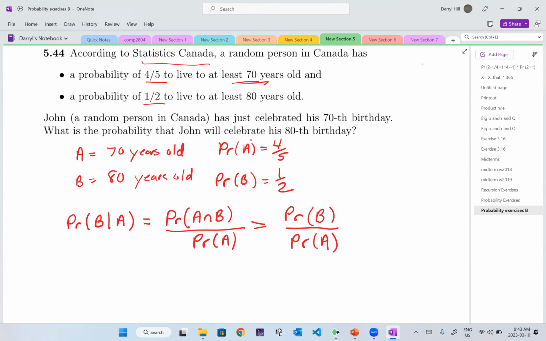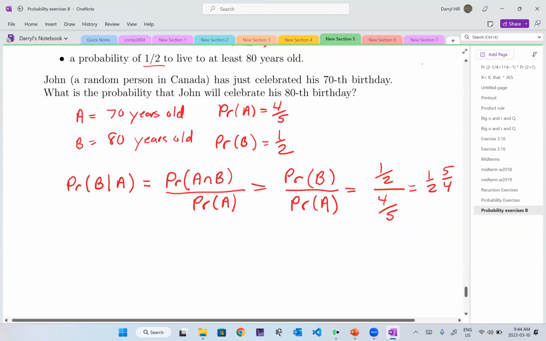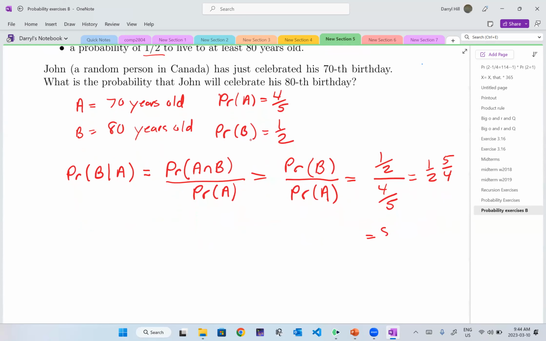So we can reduce this down to that the probability that they live to 70 and that they live to 80 is just the probability that they live to 80. Right, and that's over the probability that they live to 70. So this is simply 1/2 over 4/5. Invert and multiply, so this is 1/2 times 5 over 4, and that is 5/8.